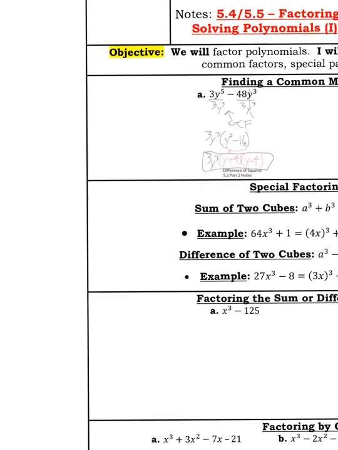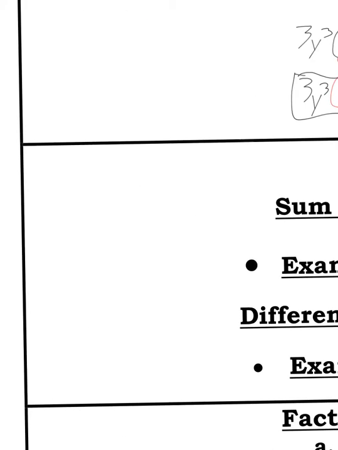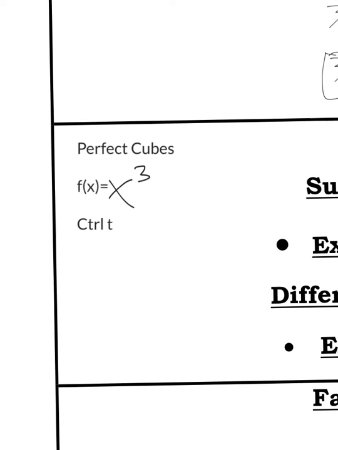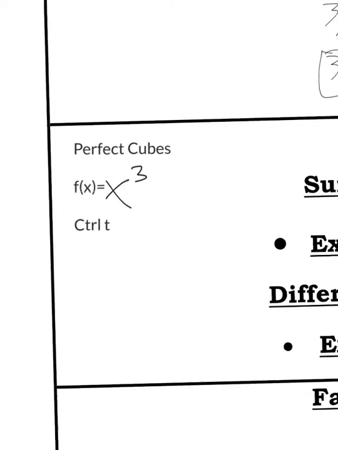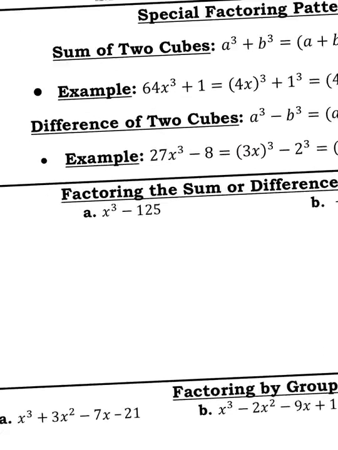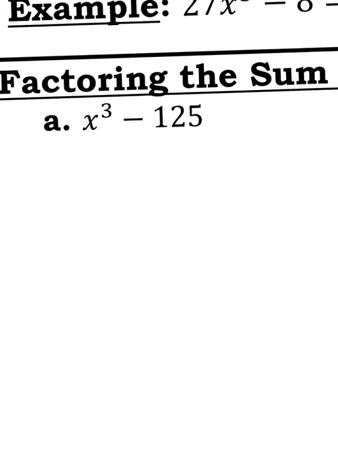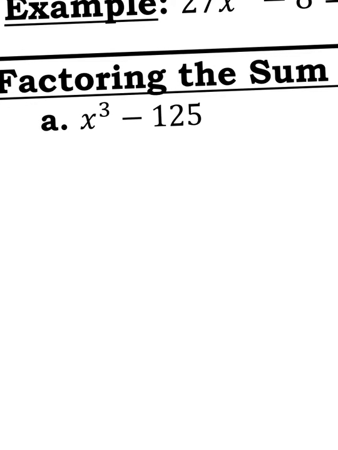So if you're ever stuck on how to get your perfect cubes, or what your perfect cubes are, open up your graph and type in x to the third power, hit Control T, and looking at that table, you'll see your list of perfect cubes. So that's what I recommend you do for the future if you ever get stuck on these perfect cubes. Now, looking at these examples, we have x to the third minus 125.